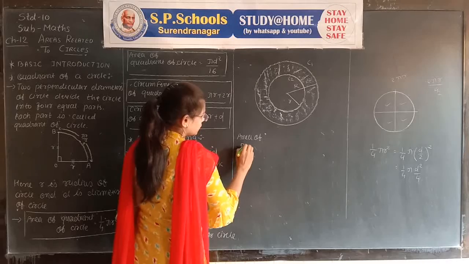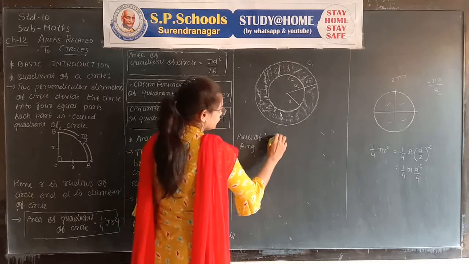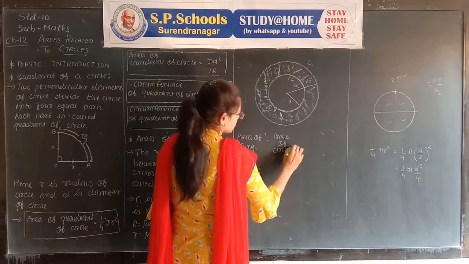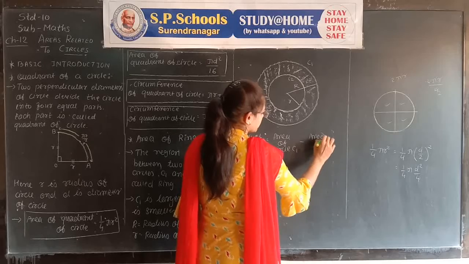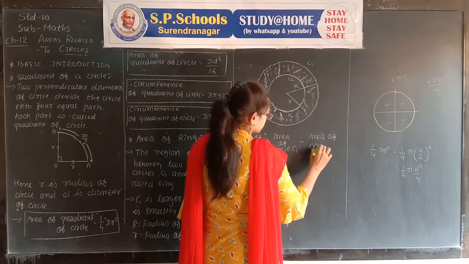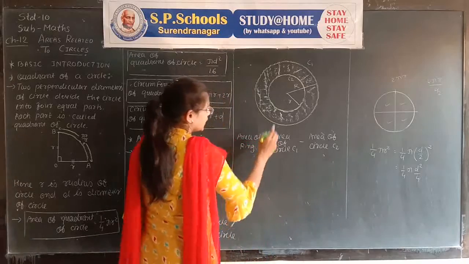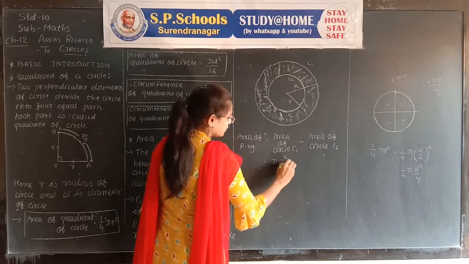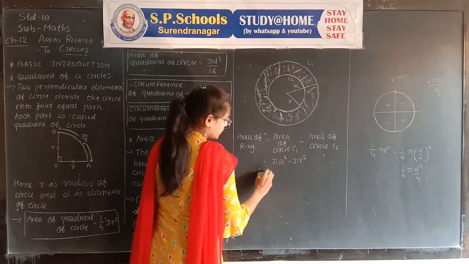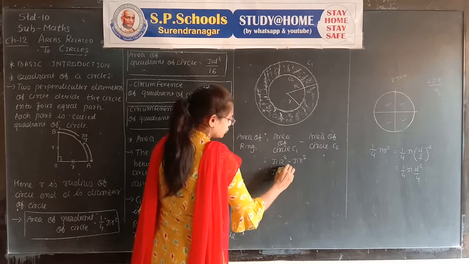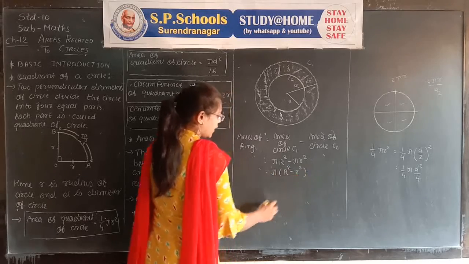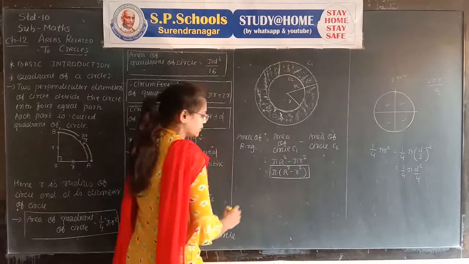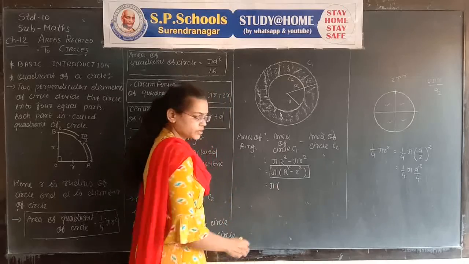Area of ring is equal to area of circle C1 minus area of circle C2. Area of circle C1, with radius capital R, is pi R square, minus pi small r square. Pi is common, into bracket R square minus r square. It is called the area of ring. Now again simplify as much as possible.